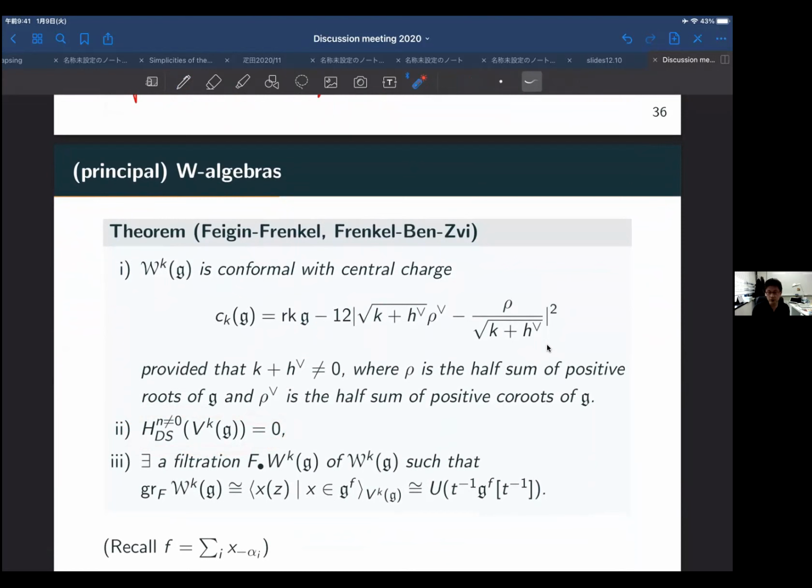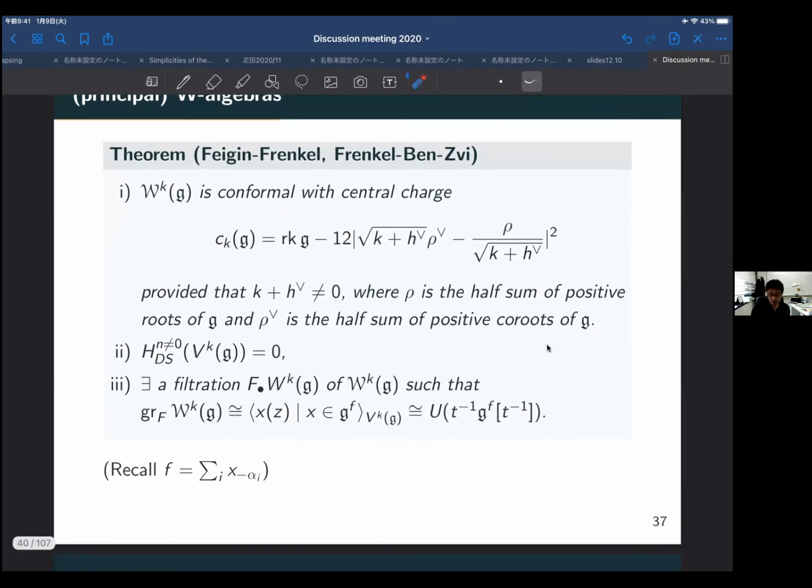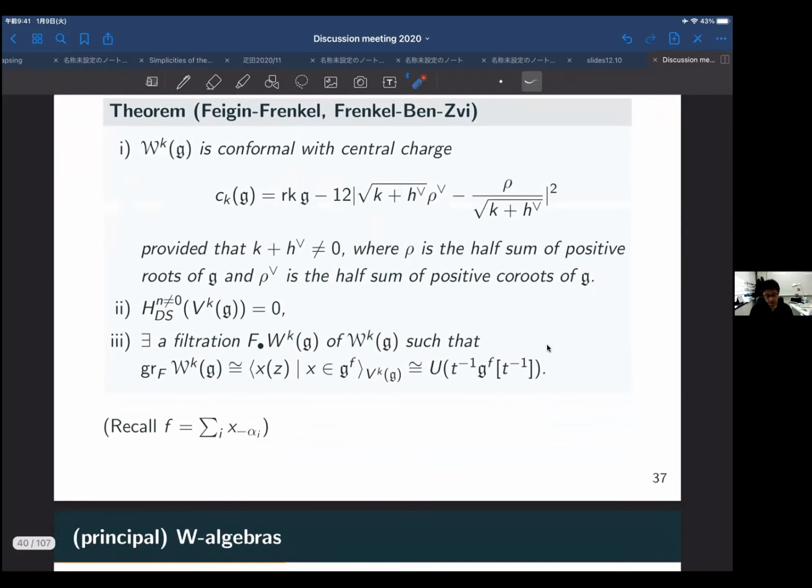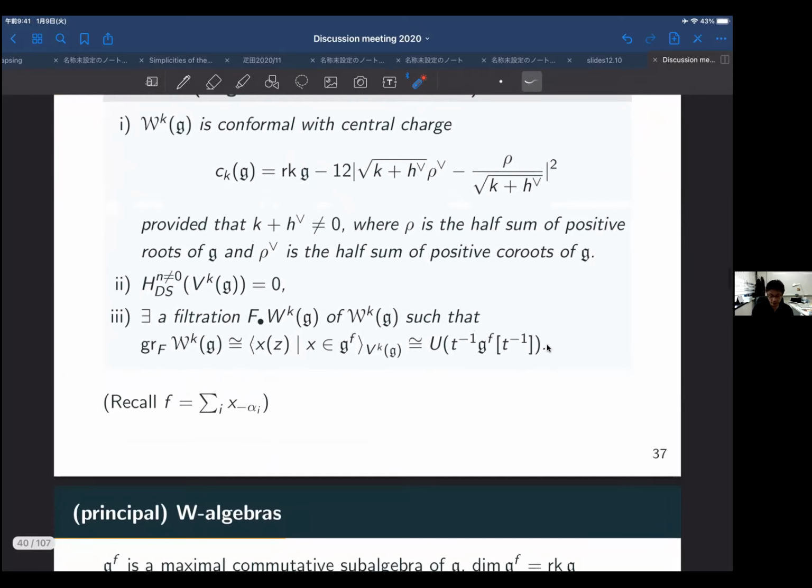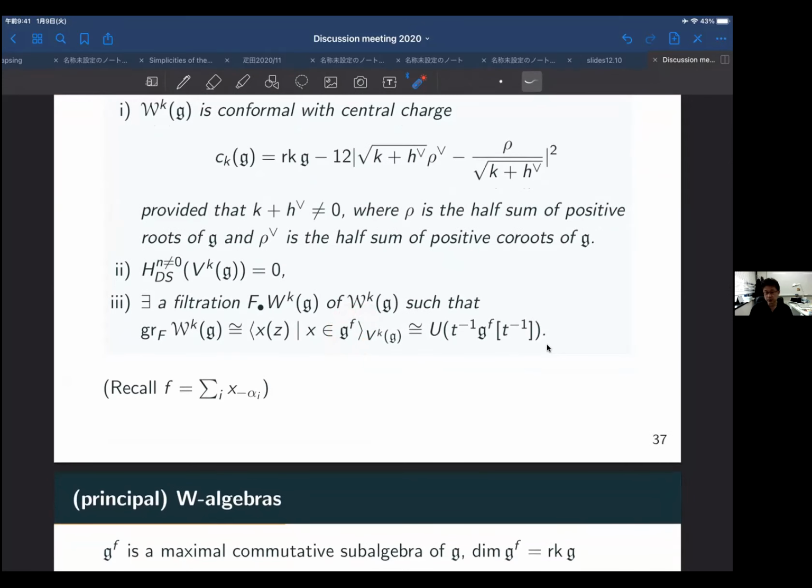And the associated graded vertex algebra is isomorphic to the vertex subalgebra inside an affine vertex algebra, generated by elements of the centralizer of this nilpotent element F inside G. So this is isomorphic, as a vector space, to the universal enveloping algebra of this centralizer. And I want to explain a little bit more about this centralizer.